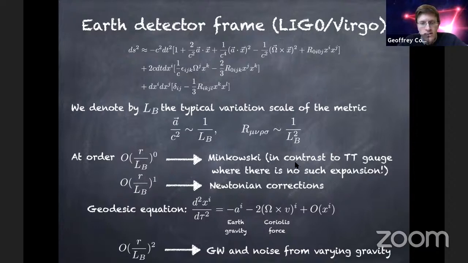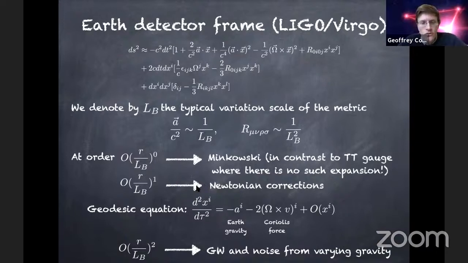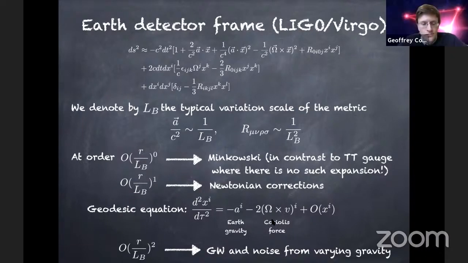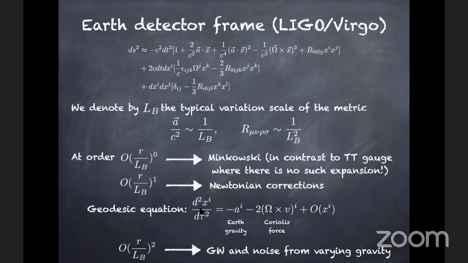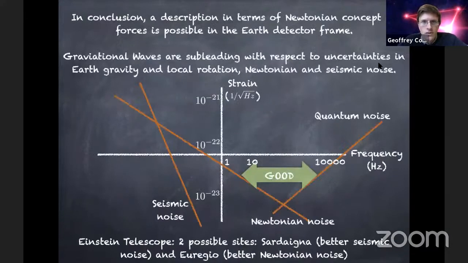So Minkowski is very different from TT gauge. TT gauge is no expansion from Minkowski. At zero order it is already not Minkowski. But here you have an expansion around Minkowski, so you can rewrite the geodesic equation and understand the right-hand side, the acceleration, in terms of forces. So in the Earth detector frame, you can use the intuition of Newton and gravity by interpreting gravitational effects as forces. The first leading effects, at linear order, are the Earth gravity and the Coriolis force. So a description in terms of Newton and the concept of forces is possible in the Earth detector frame.